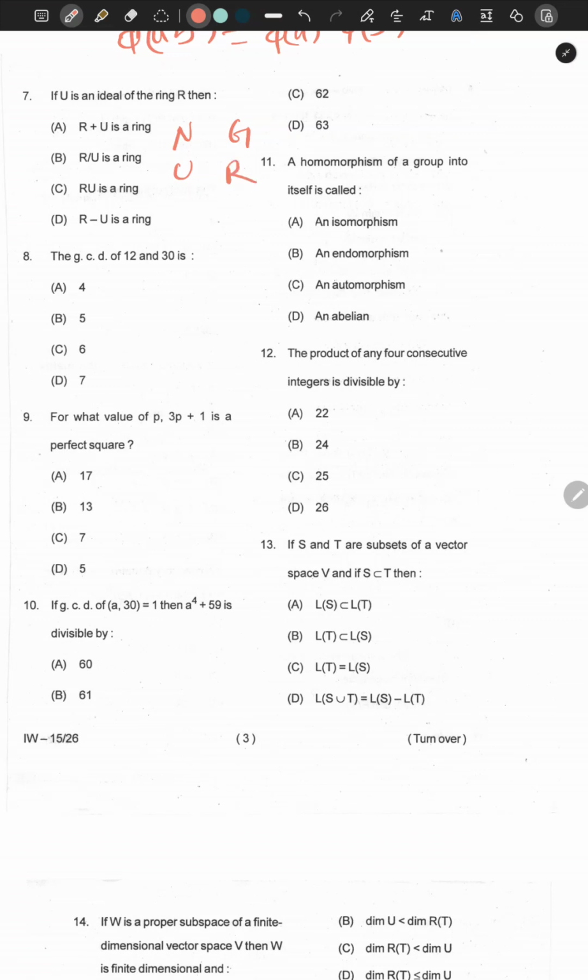We have to know why a normal subgroup is necessary. One beautiful thing about the normal subgroup is that G by N, the quotient group, is a group.